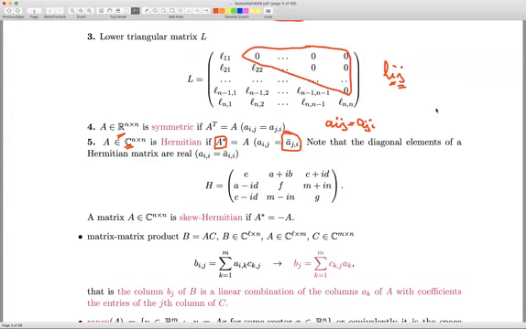If I have a complex number a plus ib, and I would like to look at its complex conjugate, which I denote by a bar on the top, this is the complex number a minus ib. So what is changed? Just this sign here goes from plus into minus. And a matrix that satisfies this condition is called a Hermitian matrix.